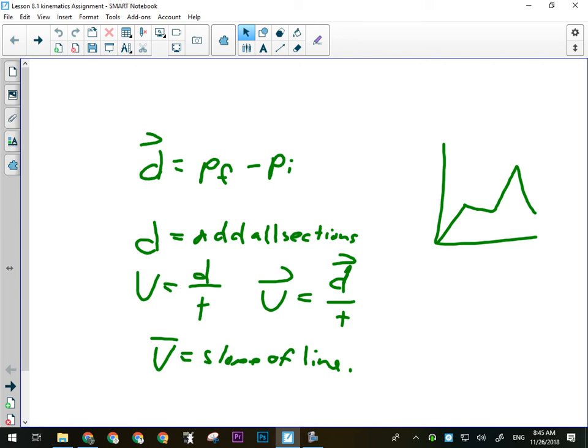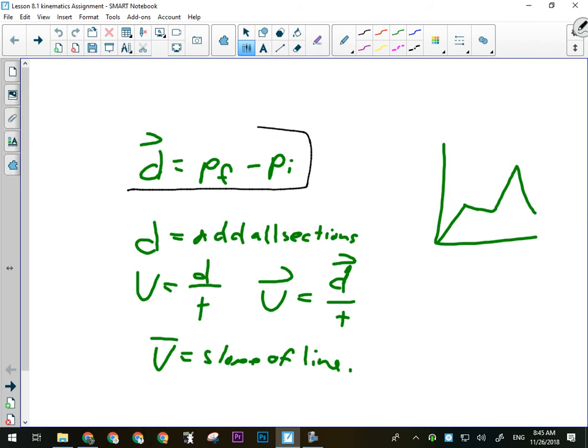So we have to remember a couple of things here, guys. First off, we can calculate displacement by going final position minus initial position. So if this is a position versus time graph and it wants to know, let's say, the displacement from time 0 to time 5 seconds, I would take this position and subtract this position, and I would have my displacement. Everybody follow?